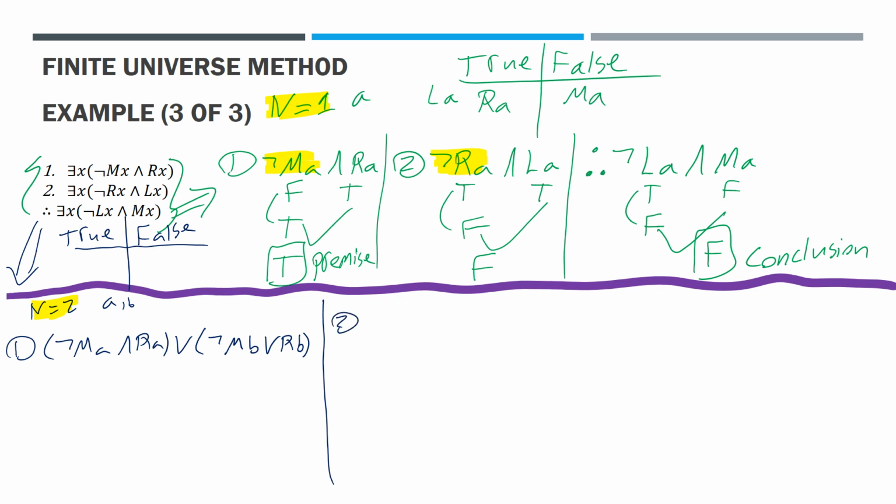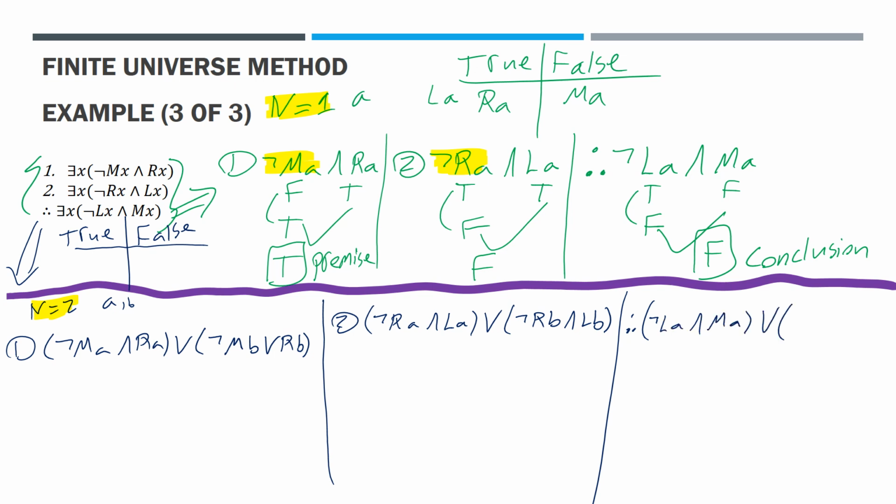Premise 2, another existential or particular, hence it will be a disjunction once again. So not RA and LA, or disjunction, not RB and LB. And our conclusion, we have another existential or particular, hence a disjunction, not LA and MA, or not LB and MB.